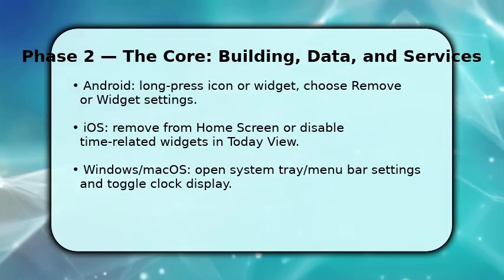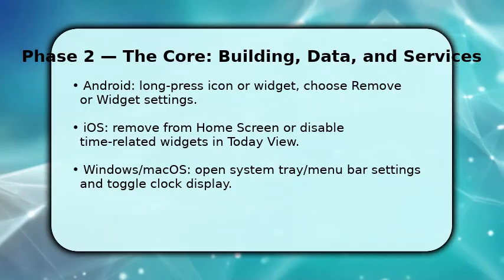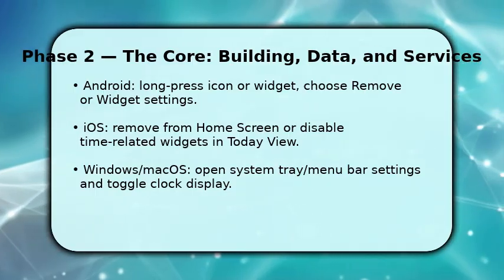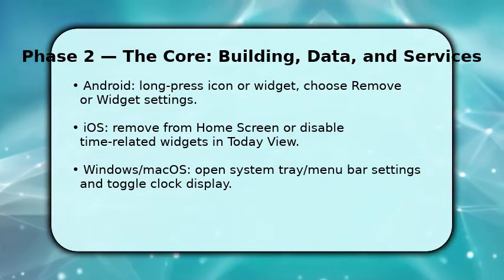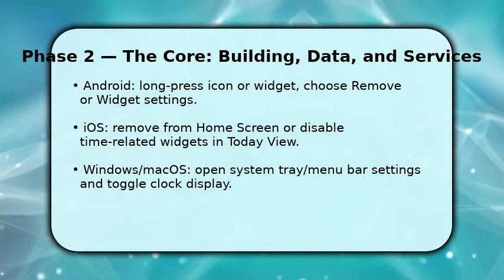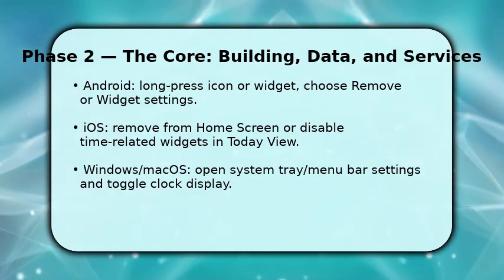On Windows or Mac OS, go to System Tray or Menu Bar Settings and toggle the clock display off. If it's part of a third-party app, uninstall or disable that app. Keep an eye for permissions that allow icon persistence.